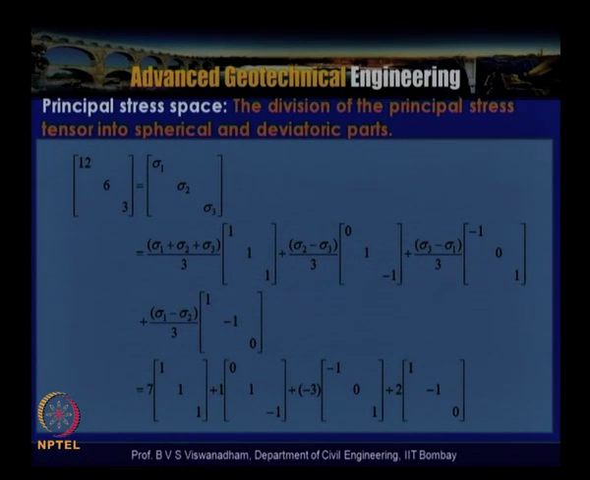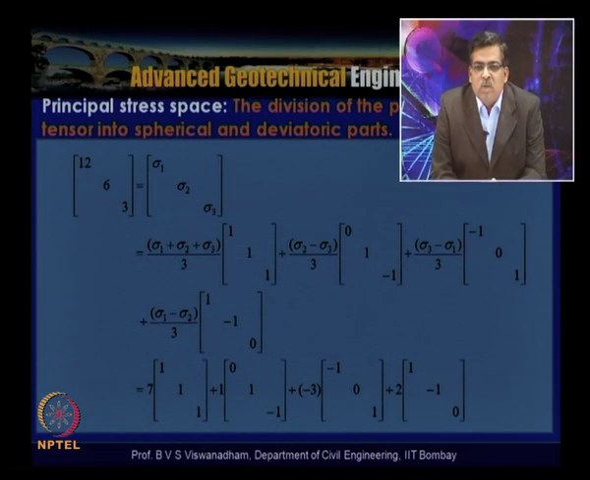Now in this principal stress space, the division of the principal stress tensor into spherical and deviatoric parts can be done like this. The matrix 12 6 3, which is equal to the matrix of sigma 1 sigma 2 sigma 3, is equal to (sigma 1 plus sigma 2 plus sigma 3)/3 times the matrix of 1 1 1, plus (sigma 2 minus sigma 3)/3 times the matrix 0 1 minus 1, plus (sigma 3 minus sigma 1)/3 times the matrix of minus 1 0 1, plus (sigma 1 minus sigma 2)/3 times the matrix 1 minus 1 0.